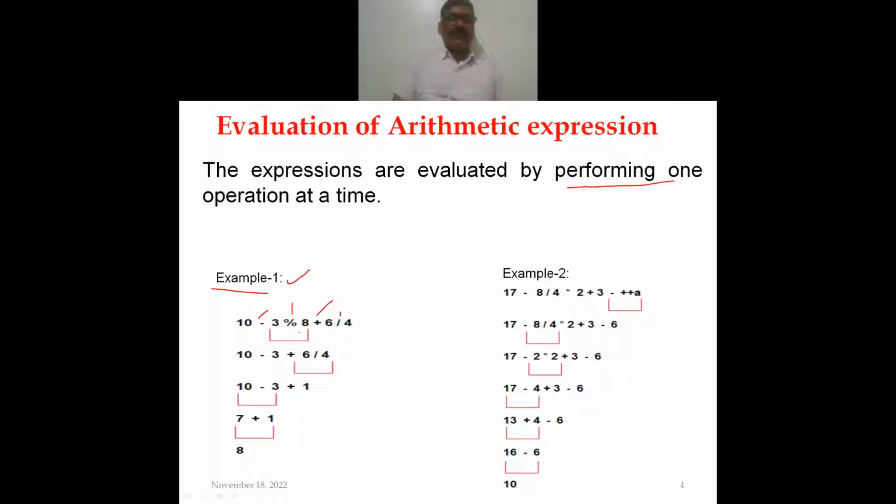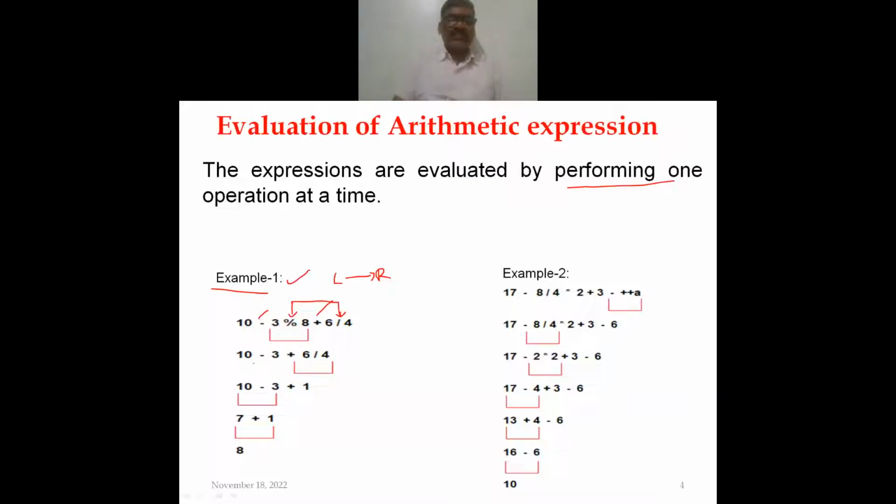When equal priority operators come in the expression, we have to consider the associativity. The arithmetic operators' associativity is left to right. So the leftmost operator among those with the highest priority has to be evaluated first. Among slash and percent, the leftmost is the percent operator, so we evaluate percent first. 3 % 8 means you get the remainder 3.